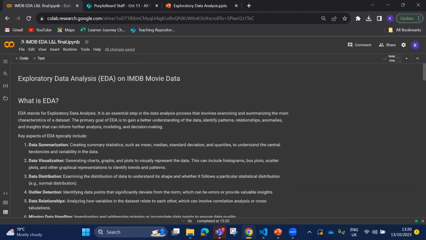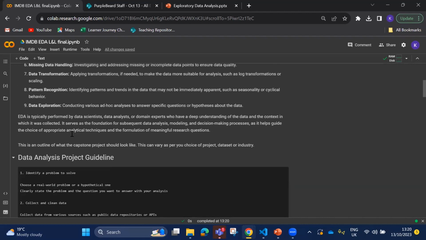But yeah, these are the key aspects of what is included in an EDA process. EDA is typically performed by data scientists, data analysts, or domain experts who have an understanding of the data and the context in which it was collected. So it serves as a foundation for subsequent data analysis. See, it serves as a foundation. This line is very important because EDA is the first step. After that, it serves as a foundation for what you need to do next. It could be for the data analysis or for modeling, deciding how you should model your data.